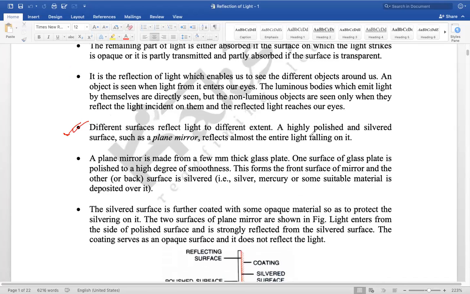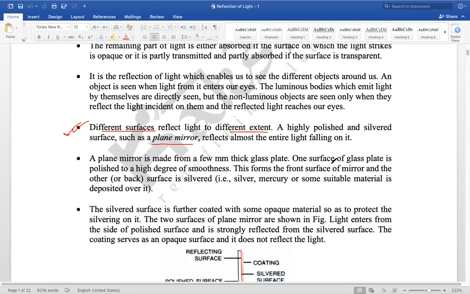A highly polished and silvered surface such as plane mirror reflects almost the entire light falling on it. ठीक है ना? So जो we know that the different surfaces will reflect light to different extent. If we have a polished surface, there will be more reflection. If we have a dull surface, है ना, or uneven surface, the reflection will be less. So a highly polished and silvered surface such as a plane mirror reflects almost the entire light falling on it, मतलब almost 100% reflection.